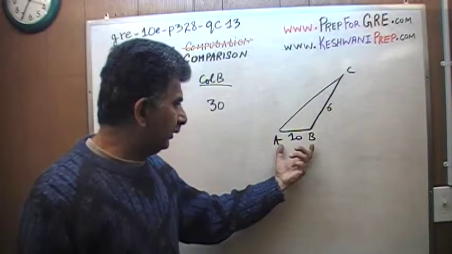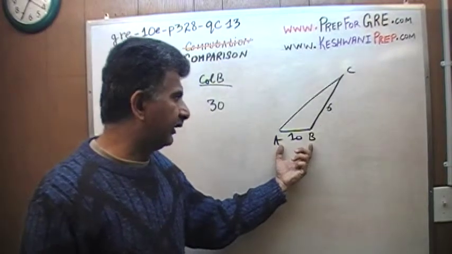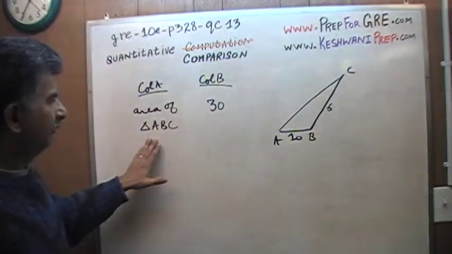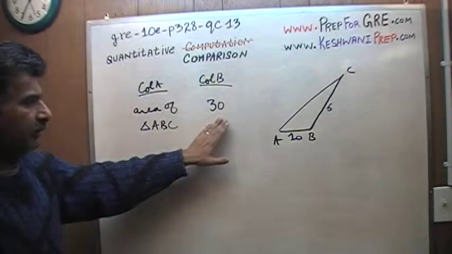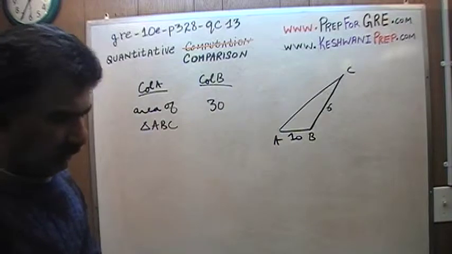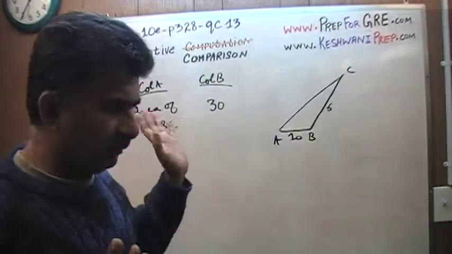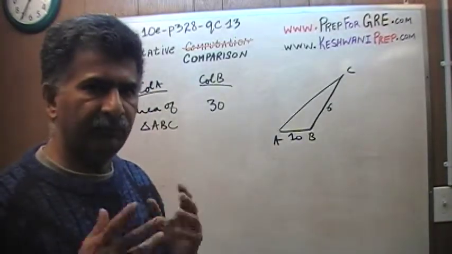So I'm telling you that this distance from A to B is 10. All I want you to do is pause it now, figure out the area of triangle ABC, and compare it versus 30. Okay? I'm going to get out of the frame for 5 seconds so that you have a clear view of it. Pause it as I said, solve it, and we'll come back.